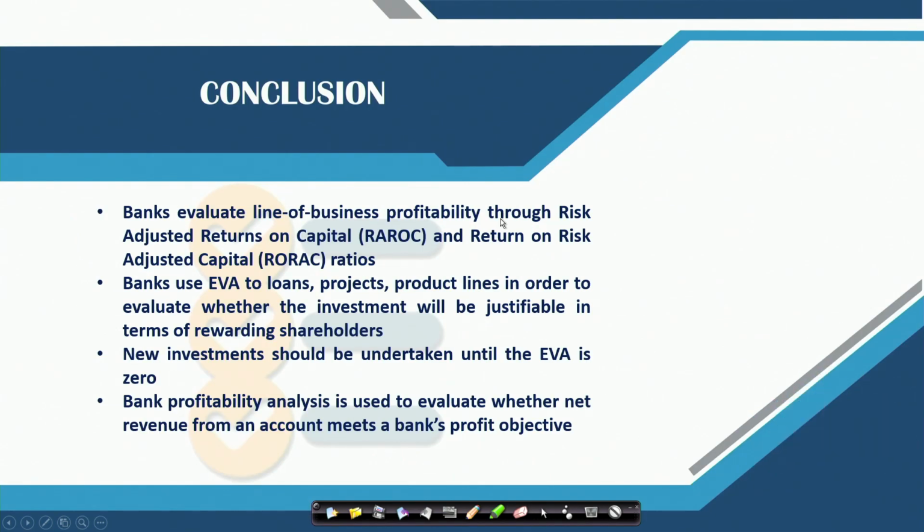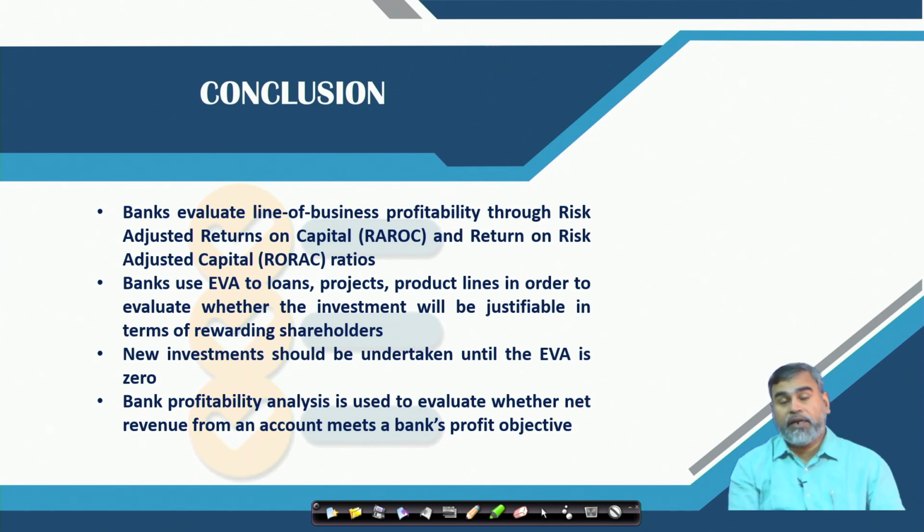So, these are the major conclusions. Banks can evaluate their line of business profitability through RAROC or RORAC. Banks can also use EVA to evaluate loans, projects and product lines, to know whether the investment will be justifiable in terms of rewarding the shareholders. New investments should be undertaken if the economic value added is 0. Until the economic value added is 0, after that once it becomes negative, they can stop investing in that particular project.